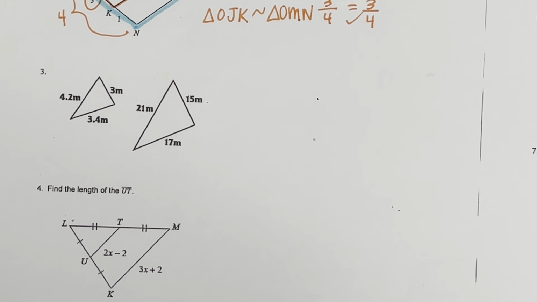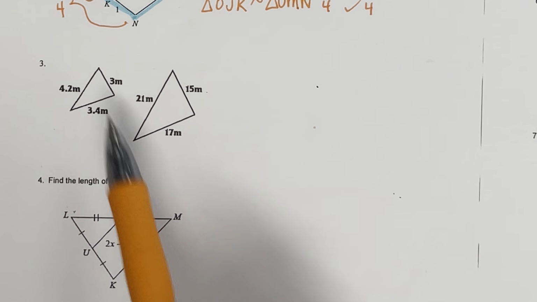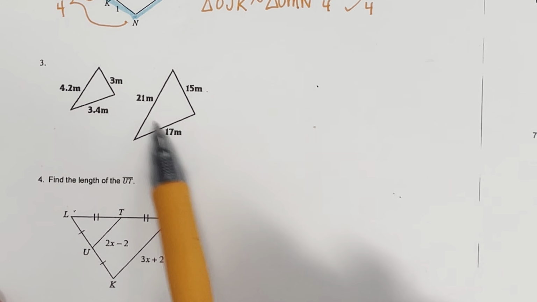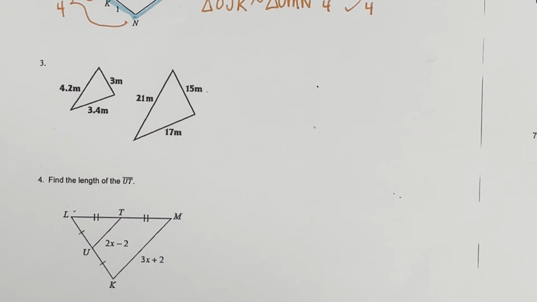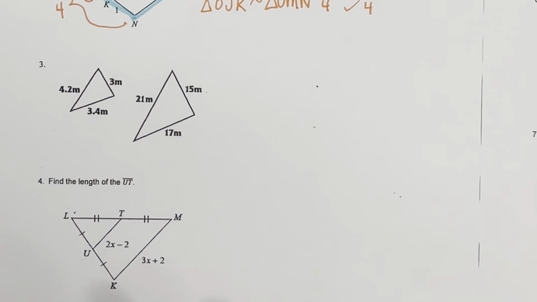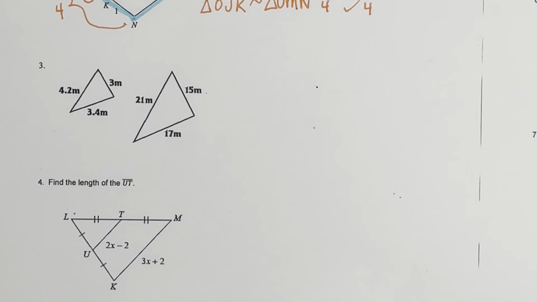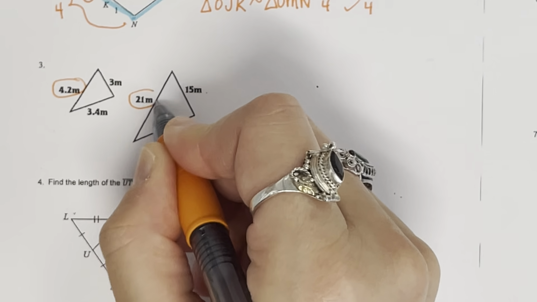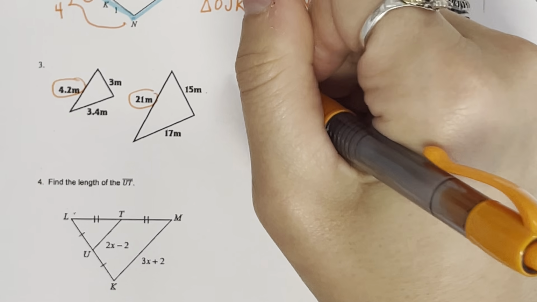Number 3, if I take a look at these two triangles, I see that I have all 3 sides given to me. So if they are similar, that means all 3 sides have to be proportional. So I'm going to make a proportion for all 3 sides and see if they are the same or different. If they're the same, then my triangles are similar. If they are different, then my triangles are not similar. So I just have to match up pieces that are in the same position, corresponding positions. So in this picture, 4.2 and 21 match up.